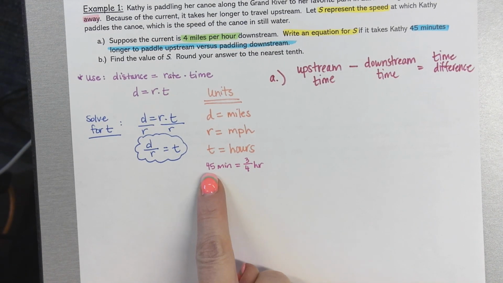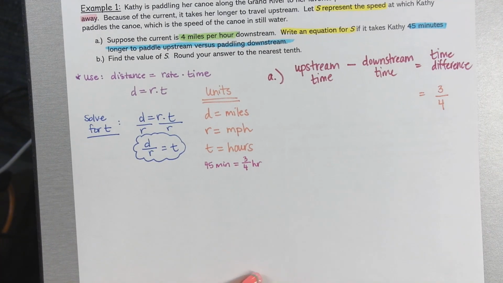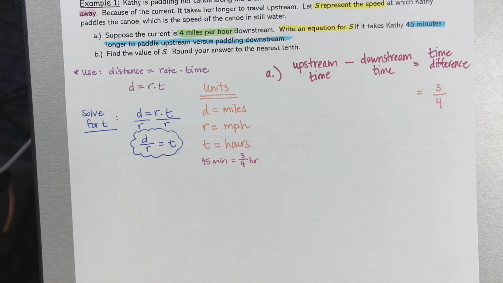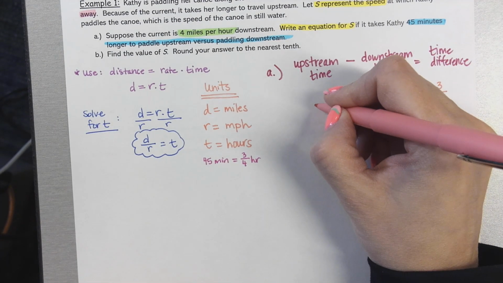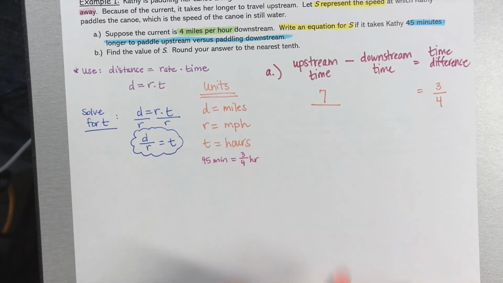That's what we converted. 45 minutes is 3/4 of an hour. So we're going to set that equal to 3/4. Okay, now in terms of the upstream time, remember that we solved for t. We said that t is equal to the distance over the rate. Okay, so the distance is how far she's traveling. And how far is she traveling? 7. Okay, so we're going to set this up as the distance over the rate.